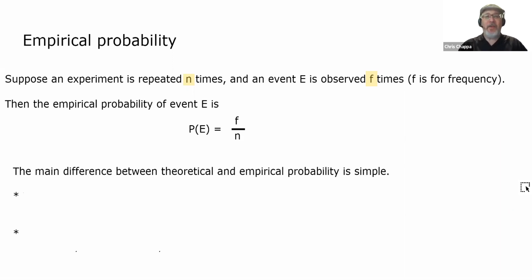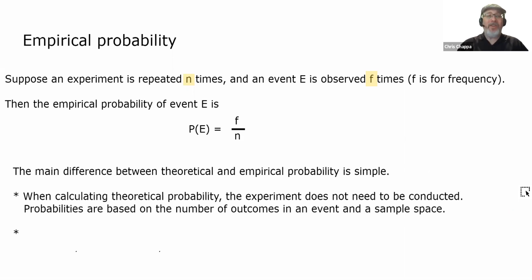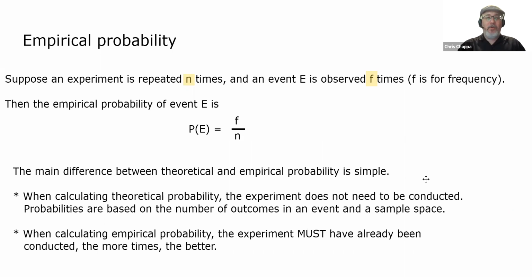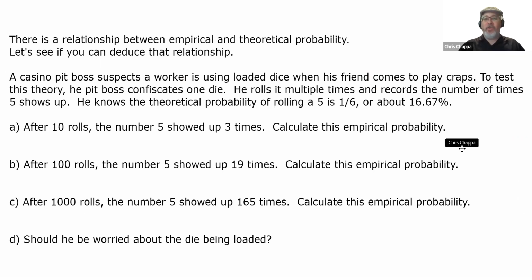The main difference between theoretical and empirical probability is simple. When calculating theoretical probability, the experiment does not need to be conducted. Probabilities are based on the number of outcomes in an event and in a sample space. When calculating empirical probability, the experiment must have already been conducted. The more times, the better. There is a relationship between empirical and theoretical probability. Let's see if you can deduce that relationship.